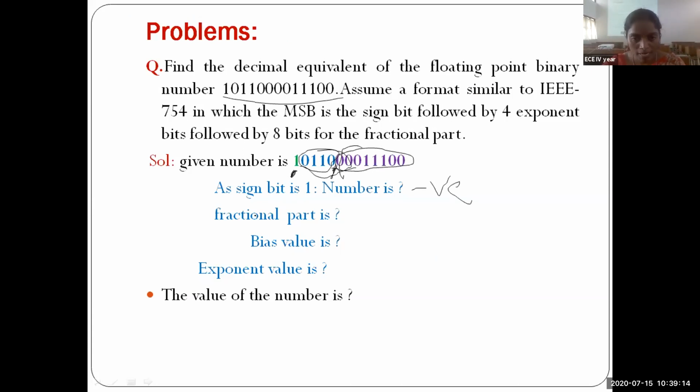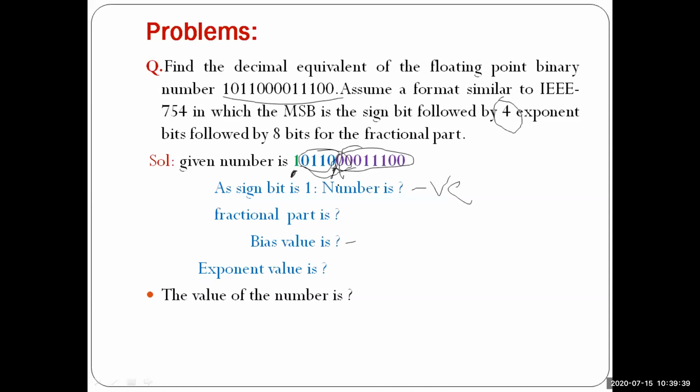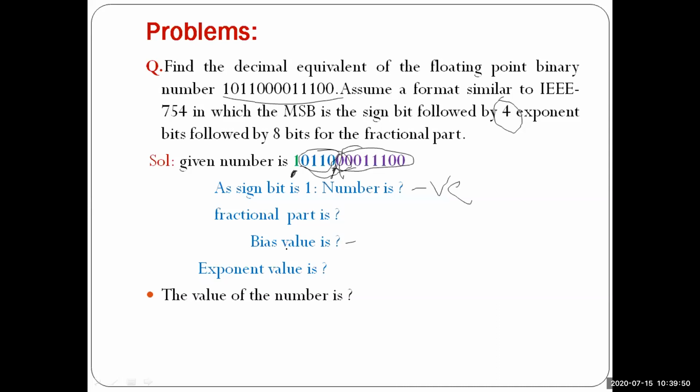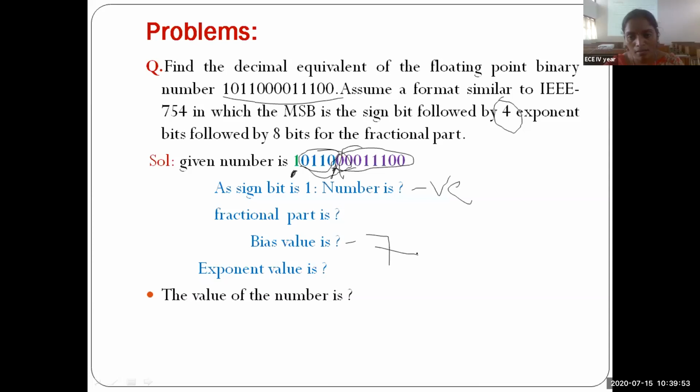Before the fractional value, all of you tell what is the bias value. How many bits are allotted for exponent here? 4, right? How to calculate the bias value? 2 power n minus 1 minus 1. 2 power 4 minus 1, how much? 2 power 3 is 8, minus 1 is 7. So the bias value is simply 7.